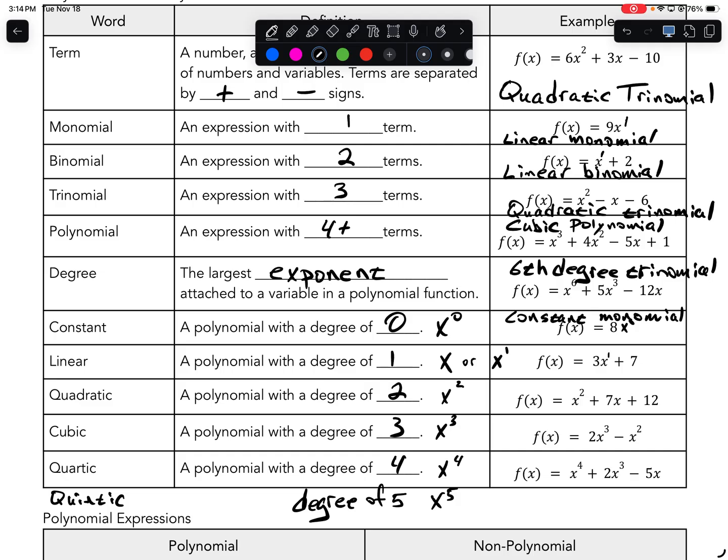The next one down, Jada. It's x to the first power, so degree of 1, what's that called? Linear, and then 2 terms is called what? Perfect. Linear binomial. So you guys are getting used to looking at this little chart, which is helpful. Now you just got to memorize it, right?